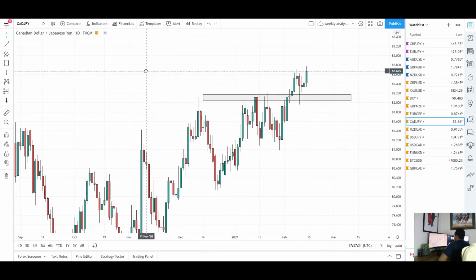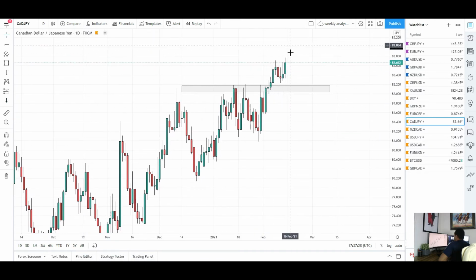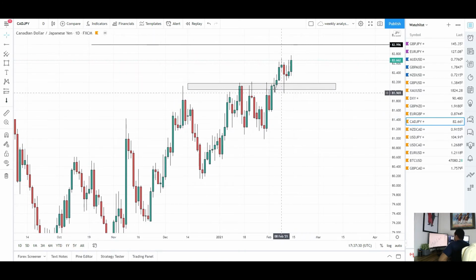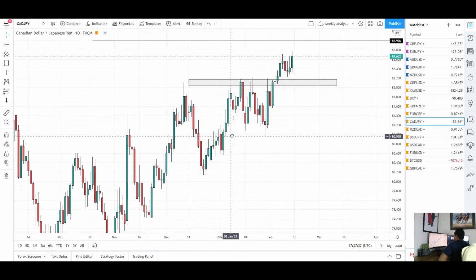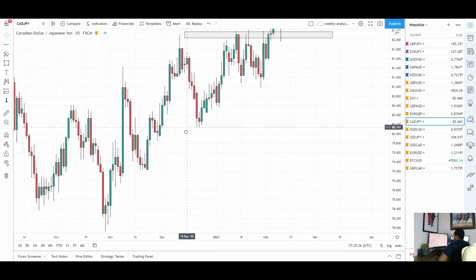So I think price is probably going to tap into 83 and see a really nice push to the upside as long as we stay above this support here on the daily. But price nonetheless is still looking bullish. I think we're just going to continue this uptrend here in the market.